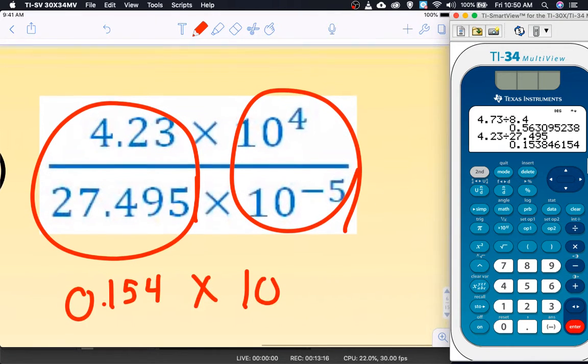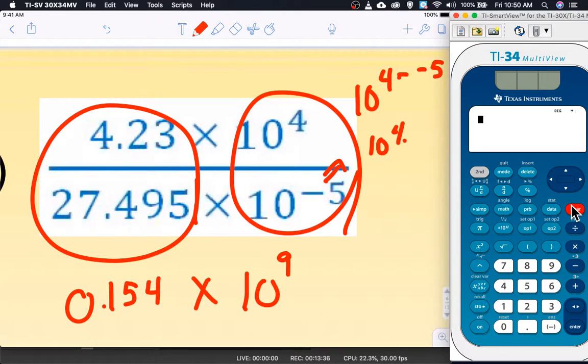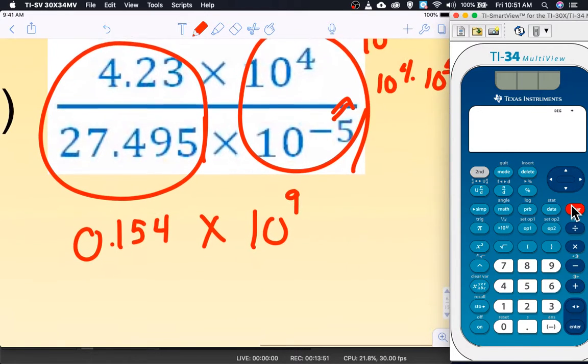So I can again do 10 to the top minus bottom. That is 4 minus negative 5, which becomes 10 to the 9th power. 4 minus negative 5 is 9. The other option is you can move to the top and you'd have 10 to the 4th times by 10 to the 5th. And the rule with exponents is when you have two powers being multiplied together, you add the exponents. 4 plus 5 is still 9. So either way gets you the right exponent. You pick the method that works for you.